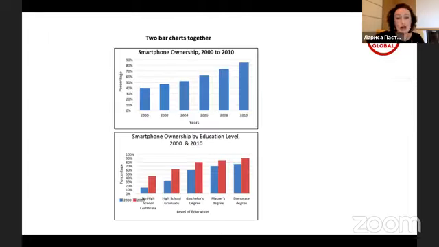And you can also have two bar graphs together. So you should compare them, analyze them together. So when you get a chart to describe, it's always important to check whether there is a time frame or not. And if there is, you need to use the language of change.